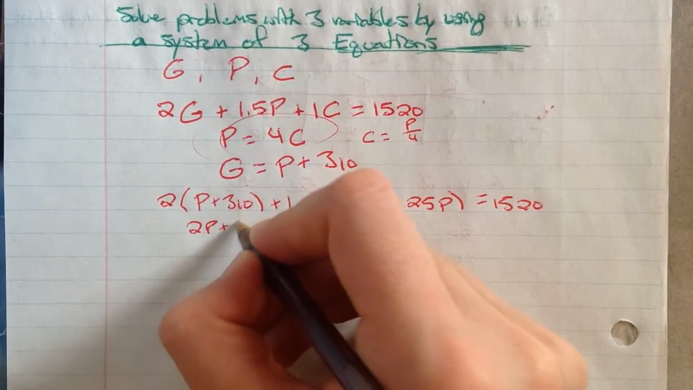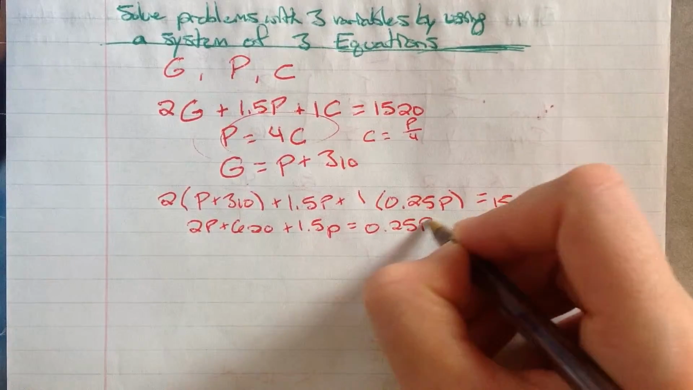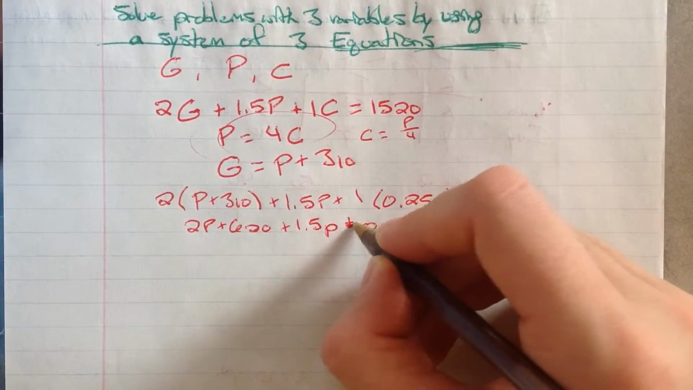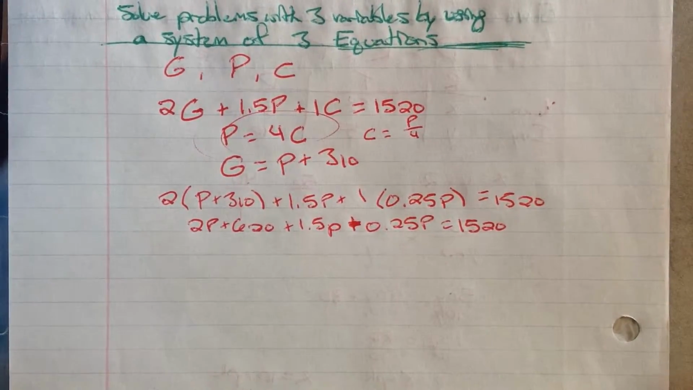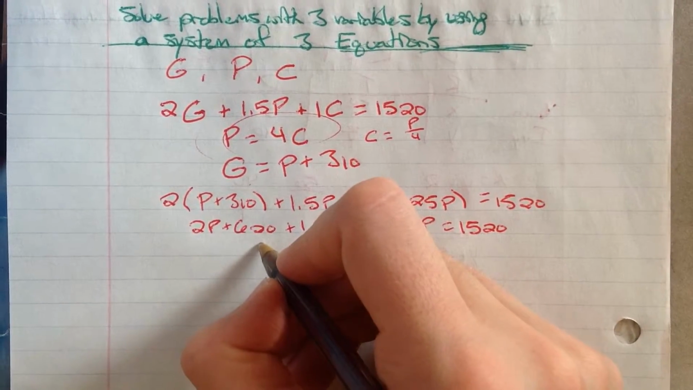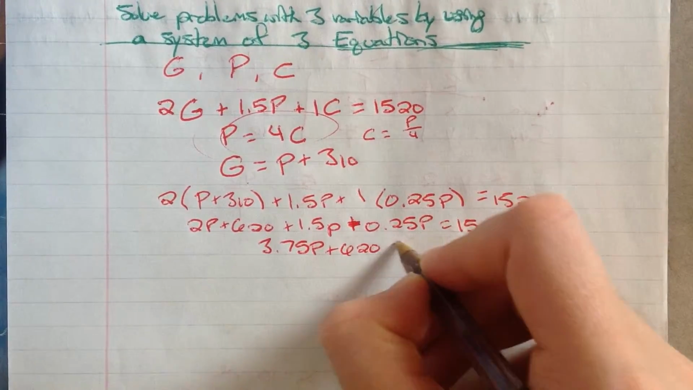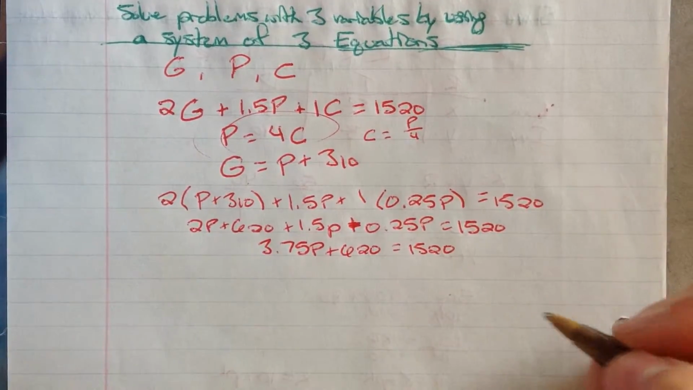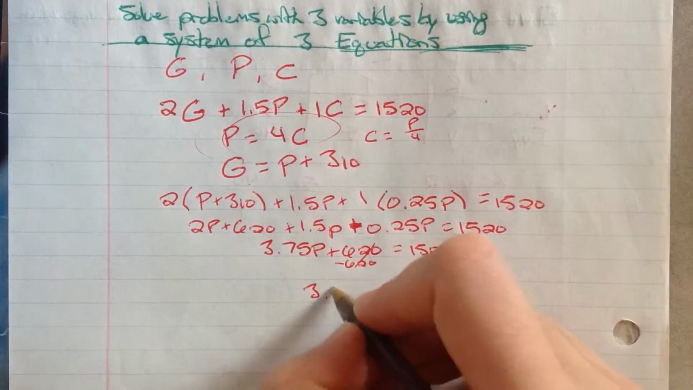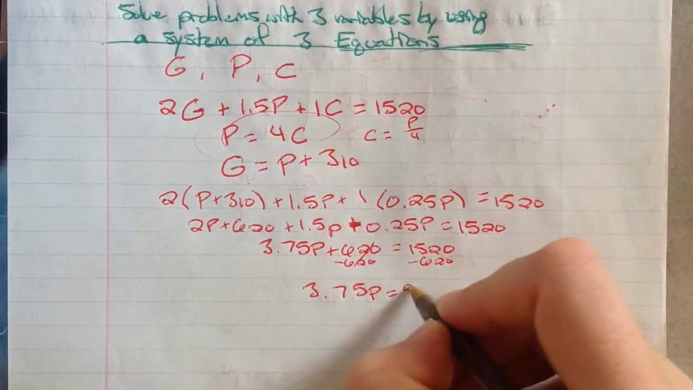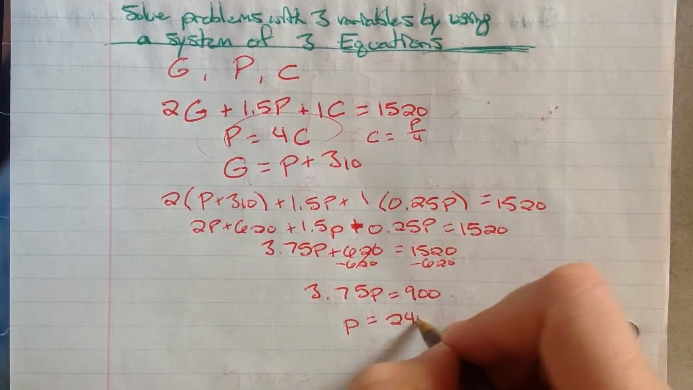Distributing through, we get 2p plus 620 plus 1.5p plus 0.25p equals 1520. Combining like terms, we get 3.75p plus 620 equals 1520. Subtract 620 from both sides. 3.75p is equal to 900. Divide both sides by 3.75, and p equals 240.